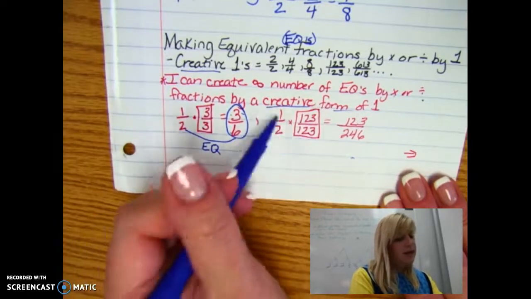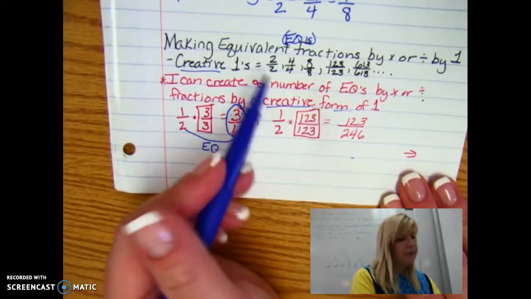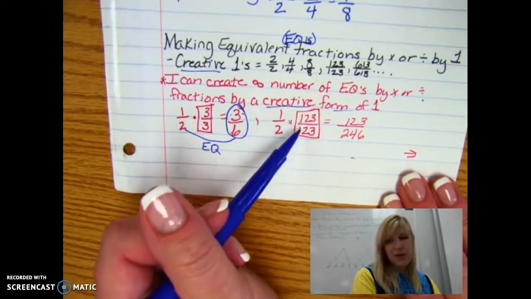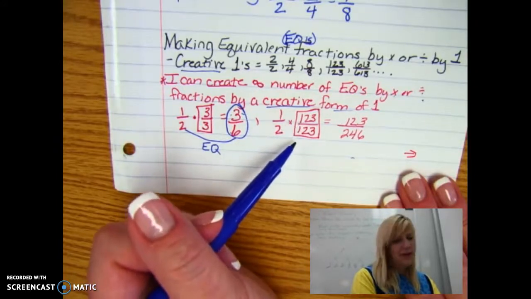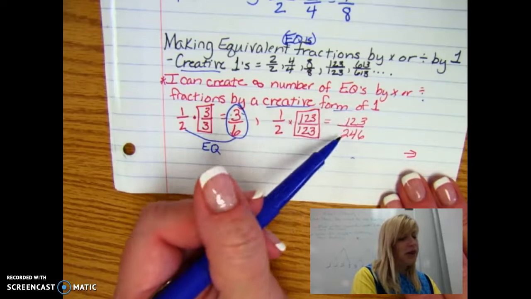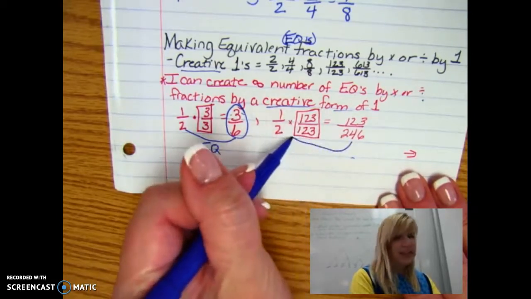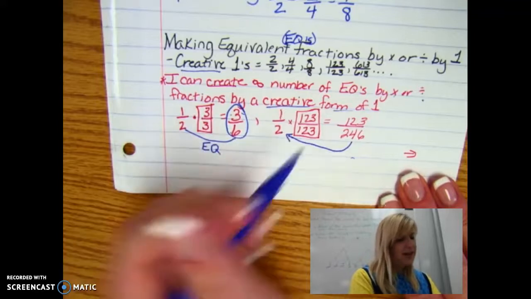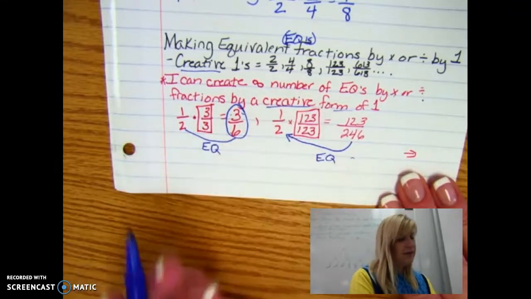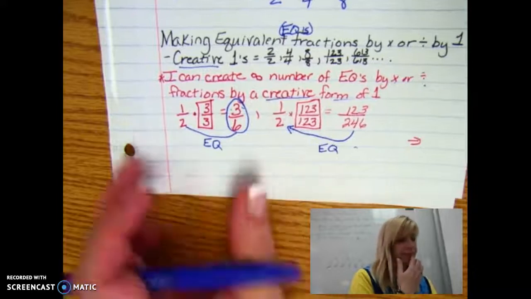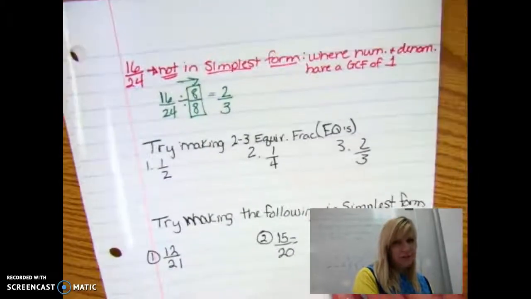Now let's say I want to take that same 1/2 and multiply it by the form of 1, 123 over 123. 123 over 246, or 123 246ths, is equivalent to 1/2. Why do we need to do that? Well, it's coming up when we add and subtract fractions.